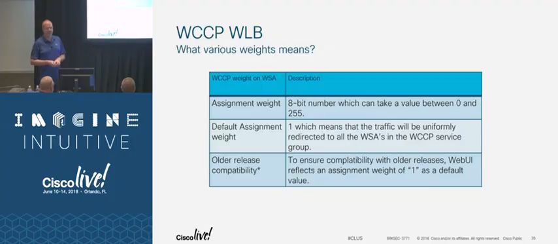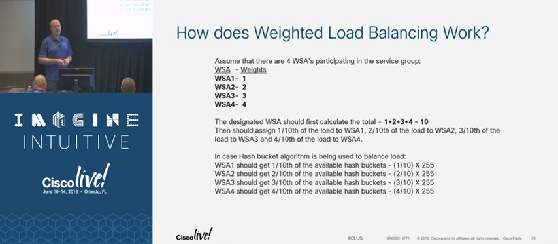When we look at the configuration, it's just a numeric value that gets put in there. The default assignment is 1, and we've done that because if you have some WSAs running newer code versus older, which we really hope you don't because that's not a good thing to do, you would have to have all of them equal because the old boxes do not support the assignment weight, and having them all in the same WCCP pool will make your day very unhappy. So let's say in a scenario we have 4 WSAs, and we give a weight of 1, 2, 3, 4 to each one.